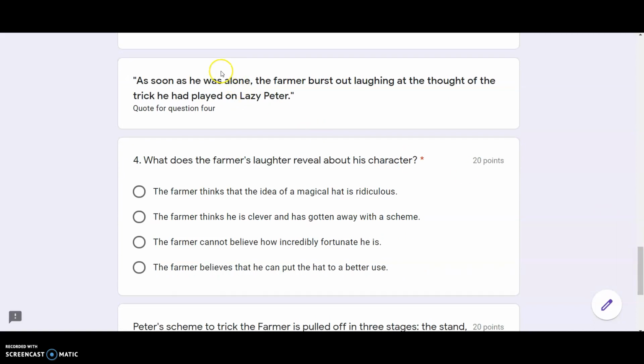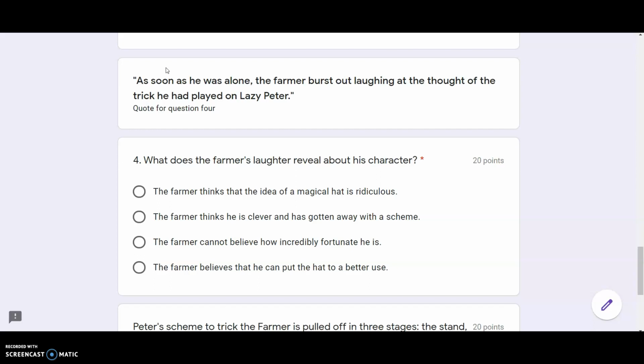Here is question 4. "As soon as he was alone, the farmer burst out laughing at the thought of the trick he played on Peter." Okay, so the farmer thought that he played a trick on Peter, but really, we know that Peter played a trick on the farmer. So what does the farmer's laughter reveal about his character? If I was laughing about something, I may think that I tricked somebody else or I was more superior than them.